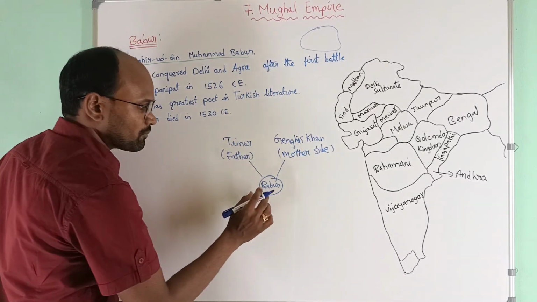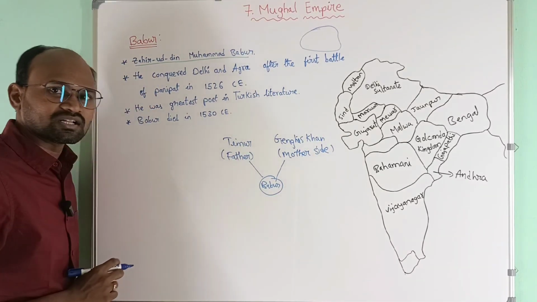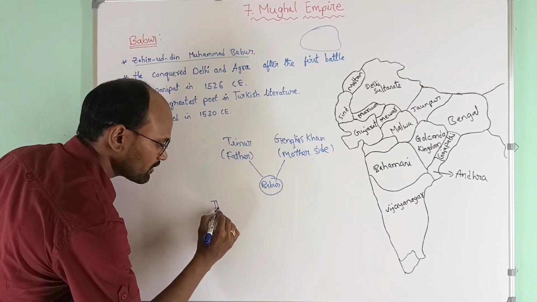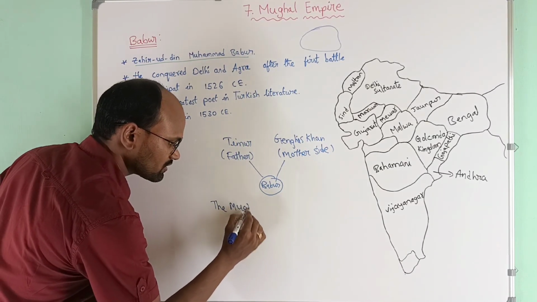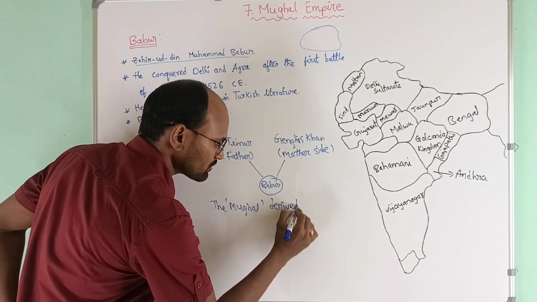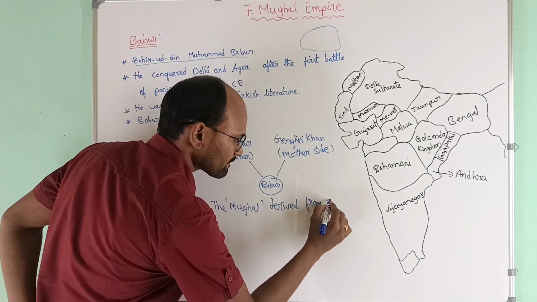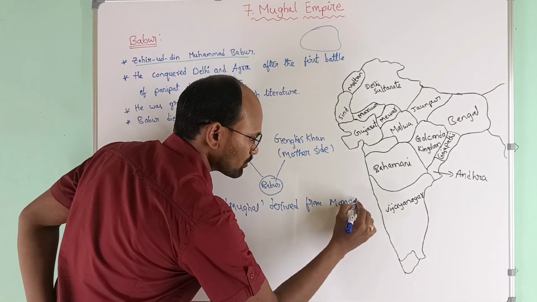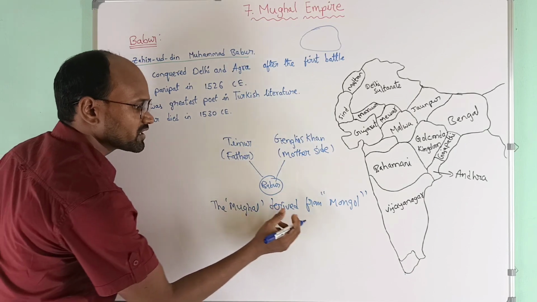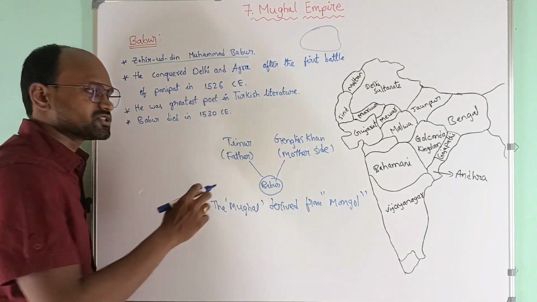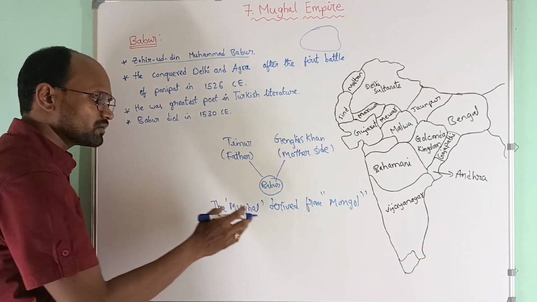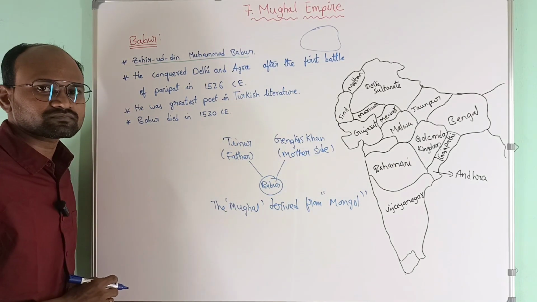Babur and his people were called the Mughals. Why were they called Mughals? Because the word Mughal is derived from the word Mongol. In Central Asia, they were called Mongols, and here they were called Mughals.